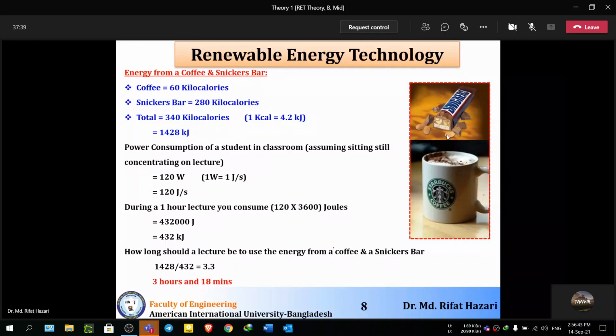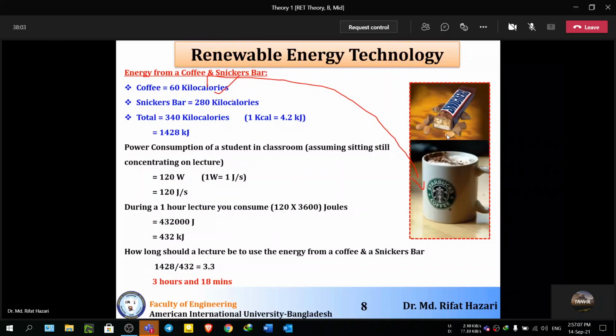So let's say you just take a cup of coffee. If you take a cup of coffee from Starbucks, you are actually consuming 60 kilocalories of energy. Is there any outlet of Starbucks in Bangladesh? Maybe not, right? No, sir. So if you take a cup of coffee in foreign countries from Starbucks, you will get around 60 kilocalories of energy.